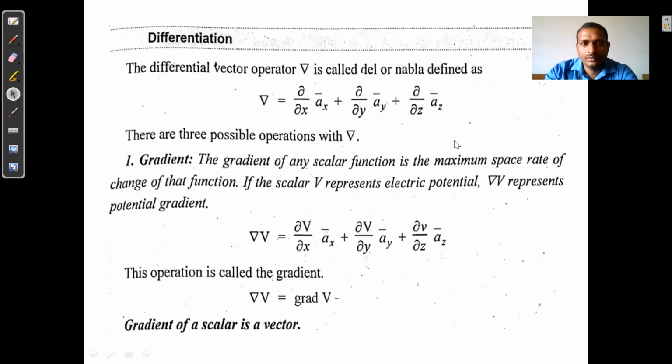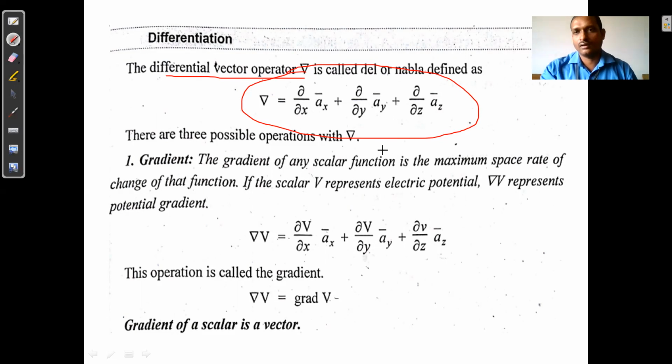So next, we are going to explain the operation of the vector del operator with the three possible operations. Generally, we represent the differential vector del, which is called nabla, and it is defined as del is equal to dou by dou x into ax plus dou by dou y into ay plus dou by dou z into az. This is written in terms of the Cartesian coordinate system. Here x, y, z are the coordinates of the Cartesian system. So this is the del operator.